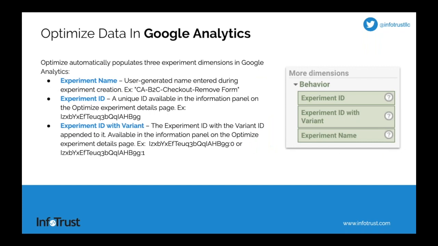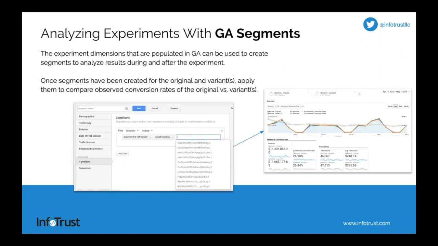Optimize data is also available in Google Analytics. So if you want to do some additional analysis and look at the actual conversion rates during the test, you can do that. We still recommend doing most of your analysis in Google Optimize because those are the predicted outcomes. But the 3 experiment dimensions currently available in Google Analytics are experiment ID with variant, and experiment name. You can use these dimensions to create custom or advanced segments to do that additional analysis.